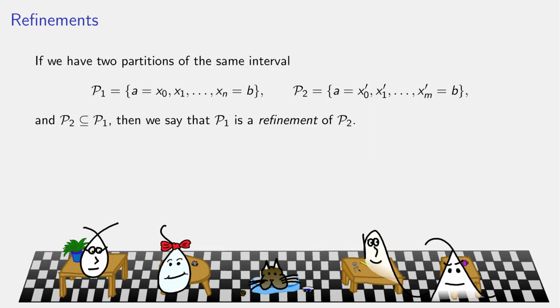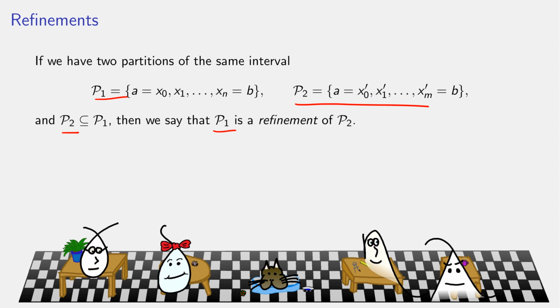Okay. A refinement of a partition is when you have one partition which contains the other. Okay, so if the partition P1 has P2 as a subset, P1 is called a refinement of P2. The order of what's a subset of what can be a little tricky to keep track of.